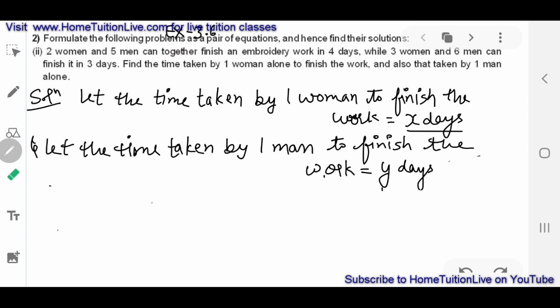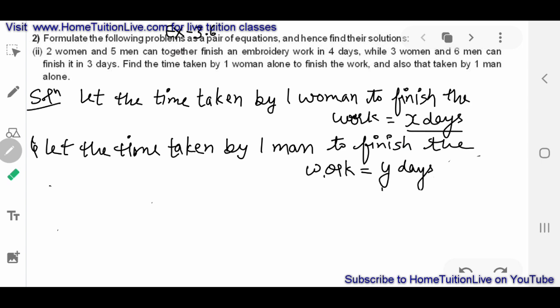2 women and 5 men can together finish an embroidery work in 4 days, while 3 women and 6 men can finish it in 3 days. Find the time taken by 1 woman alone to finish the work and also the time taken by 1 man alone. So what we have to find is the time taken by 1 woman. So let the time taken by 1 woman to finish the work be X days, and the time taken by 1 man to finish the work be Y days.